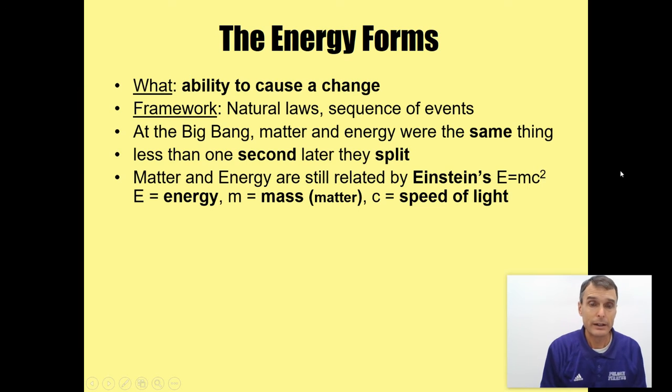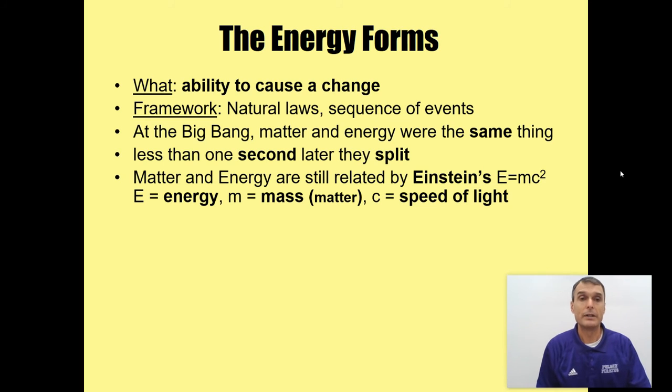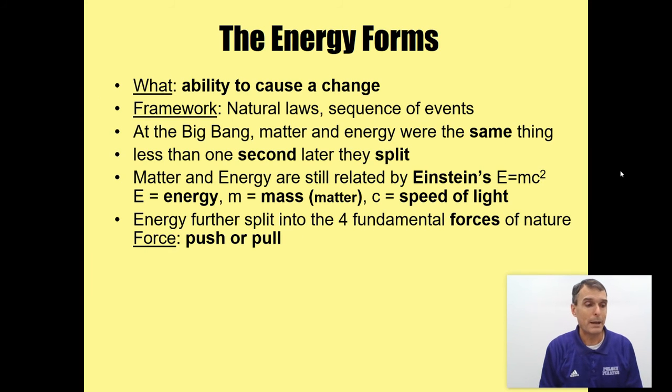And once they separated, then we get matter and energy as two different things. Although Einstein's equation E equals mc squared, which is on here on your paper, make sure you fill in these letters right here, okay, tells us that energy and matter are actually equal to each other, which is kind of, again, wild to think about. So what happens then? The first thing that happens with energy is that it splits further into what we call the four fundamental forces, okay?